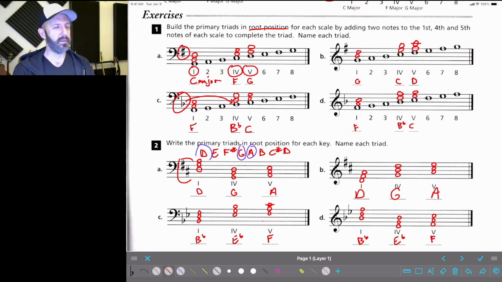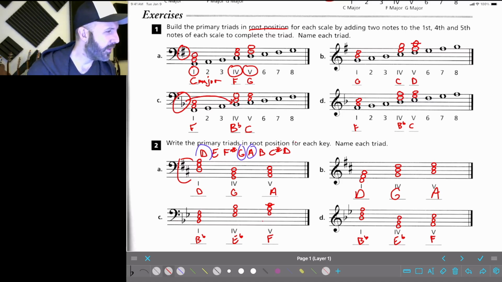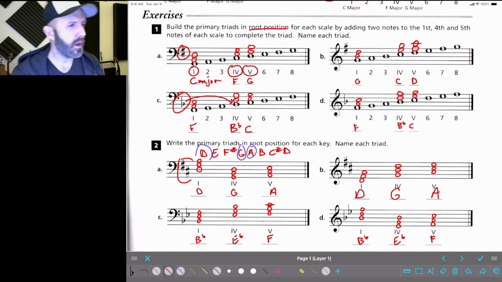A good goal would be, there's 15 key signatures, right? You would want to be able to write the primary triads of all those keys. It sounds hard, but once you figure out what key you're in, you figure out the first, fourth, and fifth note, you just stack thirds. All right, so you just got to write primary triads. That's going to be the next 2 questions.